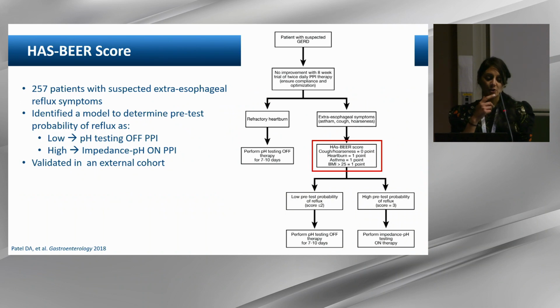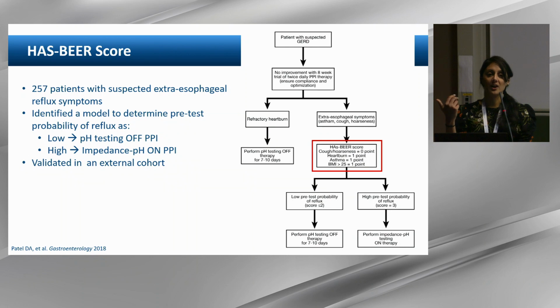Mike Vaezi's group and the Vanderbilt group created the HASBIER score a number of years ago to determine a model that is clinically practical. And what they identified is that if you have a low HASBIER score, you probably have a low likelihood of reflux, and you can start with pH testing off acid suppression.